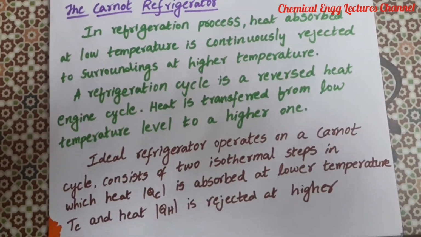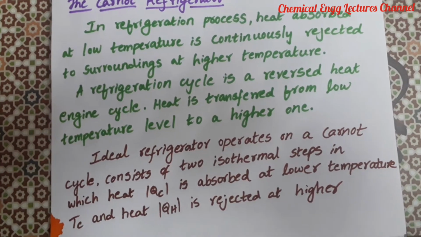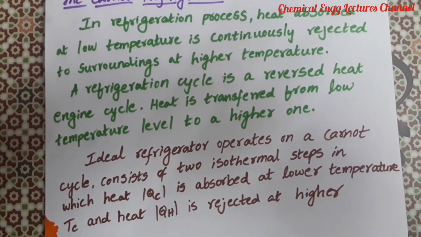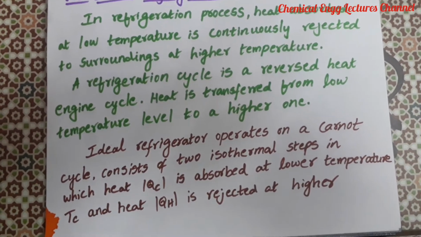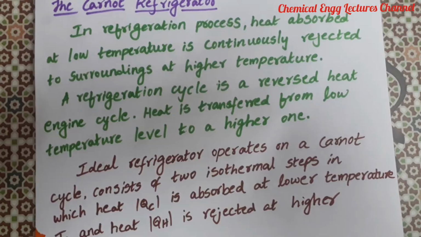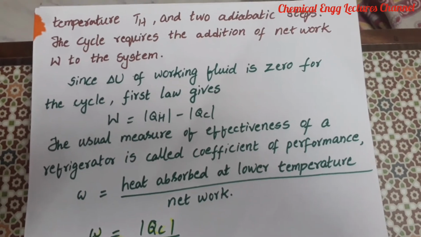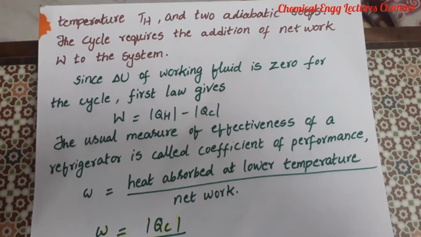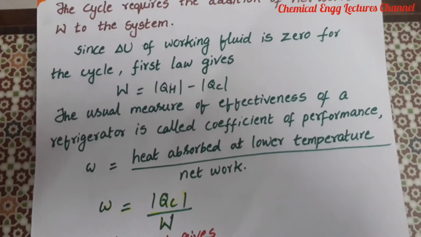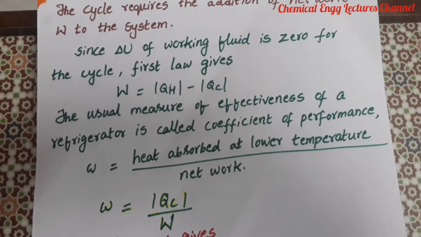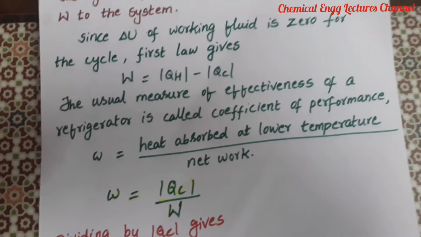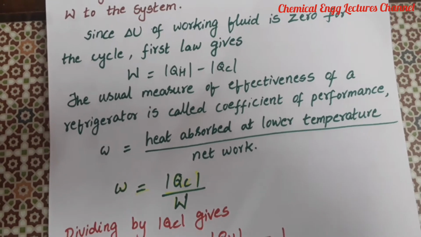The ideal refrigerator operates on a Carnot cycle that consists of two isothermal steps in which heat QC is absorbed at lower temperature TC and heat QH is rejected at higher temperature TH. And we have two adiabatic steps also. The cycle requires the addition of net work W to the system. Here delta U of the working fluid is 0 for the cycle. Then the first law gives W equal to modulus of QH minus modulus of QC.